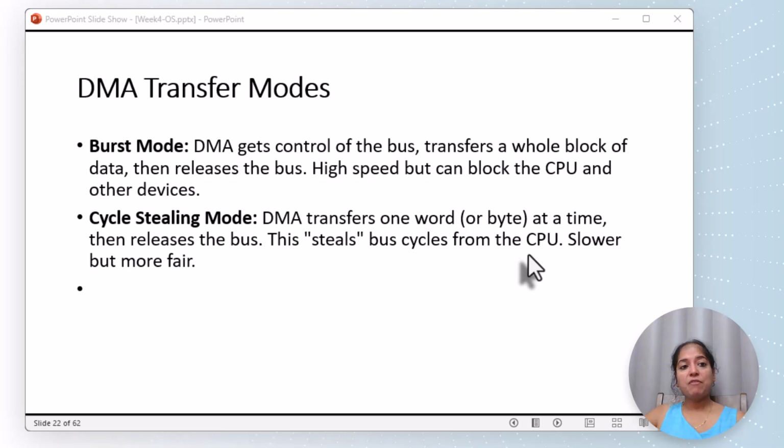DMA transfer modes: we have two transfer modes, burst mode and cycle stealing mode. In burst mode, DMA locks the bus until the entire block is transferred. It is a very fast method, but it starves the CPU because meanwhile the CPU cannot do anything, as the buses are locked. On the other hand, in cycle stealing mode, DMA transfers one word at a time, interleaving with CPU operations. It is slower but fairer. So there is a trade-off between performance and system responsiveness.